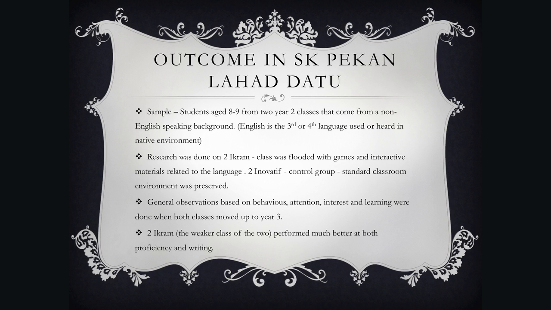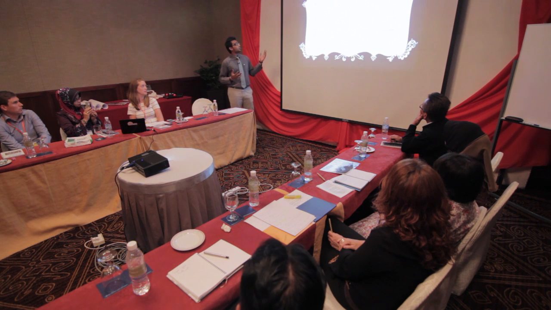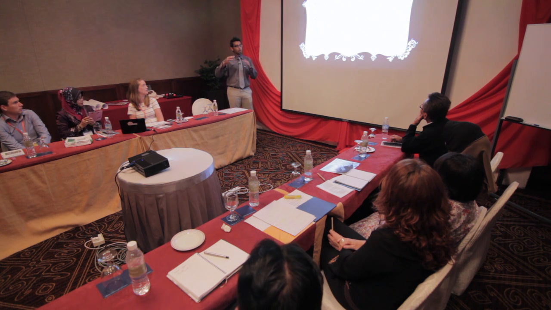The other class, 2 Innovative, was a control group where the standard classroom environment was preserved. It's not that I didn't want to do the same thing to both classes, but I wanted to see the impact of it. So Dua Ikram is, as you know, they arrange the classes according to the students' capability. So Dua Ikram was a bit lower down to Ikram.